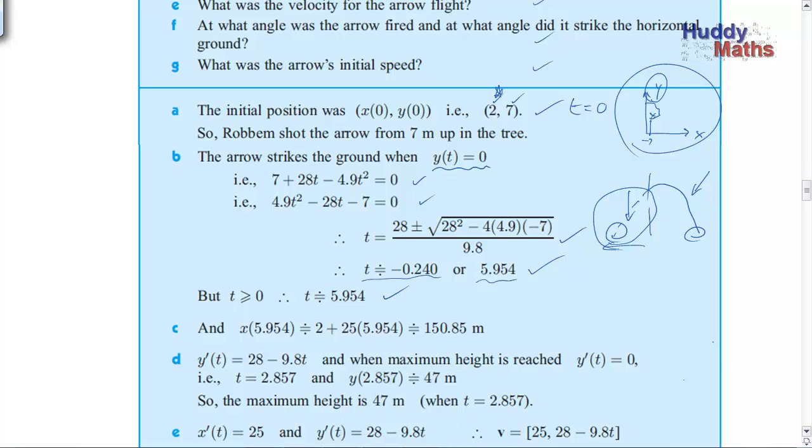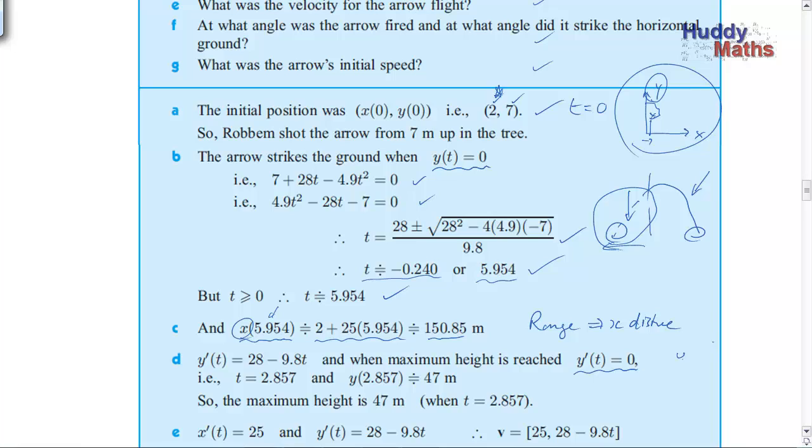So the range of the arrow is going to be the y value. So here, what have we got? We can say here, the range of the arrow was the x value, so x of t. Okay, so substituting that time value in the x expression, you get 150.85. Okay, so just remember there, nearly messed that up. X is the horizontal, so that's the range of the arrow. That's the x distance.